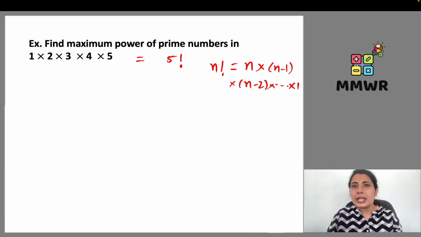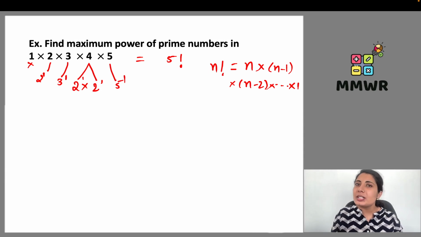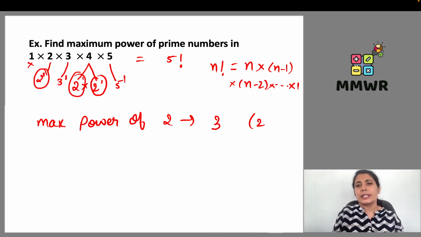सो ये बहुत टाइम टेकिंग हो जाएगा एक एक को फैक्टराइज करना, क्योंकि हमको प्राइम नंबर्स चाहिए. 1 is not a prime number, 2 is a prime number which has power 1, 3 is a prime number which has power 1, 4 is not a prime number but 4 can be written as 2 power 1 multiply 2 power 1, 5 is a prime number which can be written as 5 to the power 1. So maximum power of 2: how many times 2 is coming? 1, 2, 3. 2 to the power 3. So 3 is the power for the prime number 2.